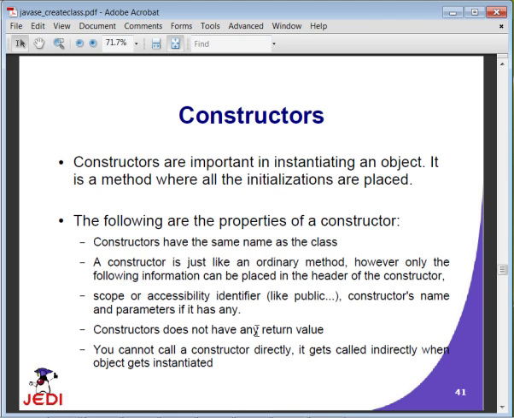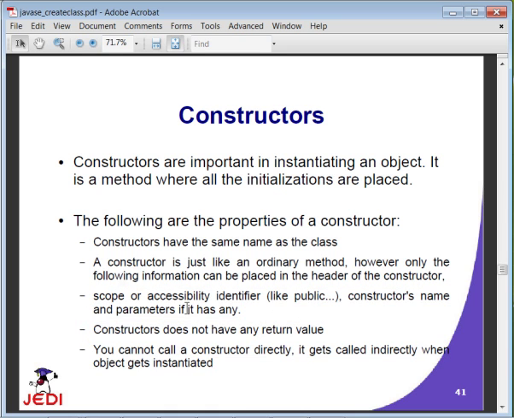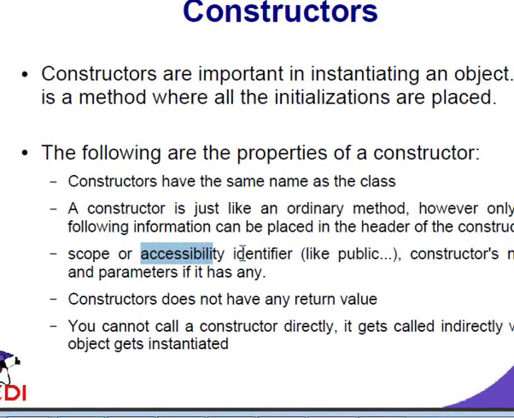These are the constraints of a constructor method. Because this is a special method, you have to follow these rules, otherwise it's a compile error. So a constructor method has to have the same name as the class. A constructor is like another ordinary method. However, only the following information can be placed in the header of the constructor. So you can have an accessibility identifier, or sometimes you call it a modifier, like public, private, and things like that.